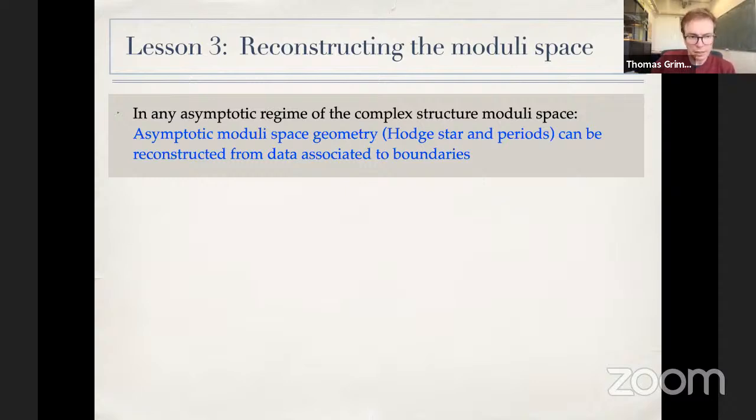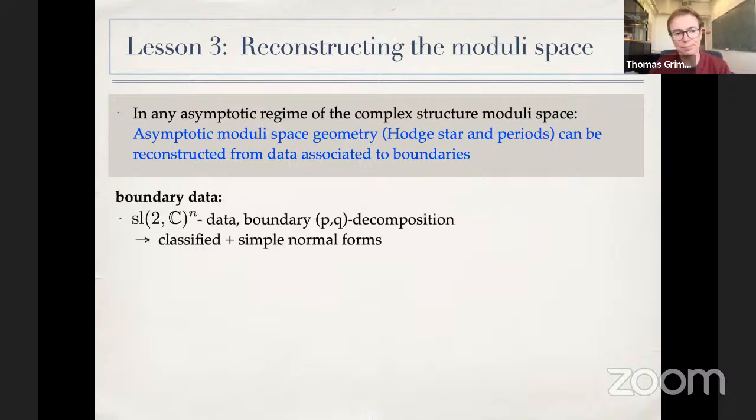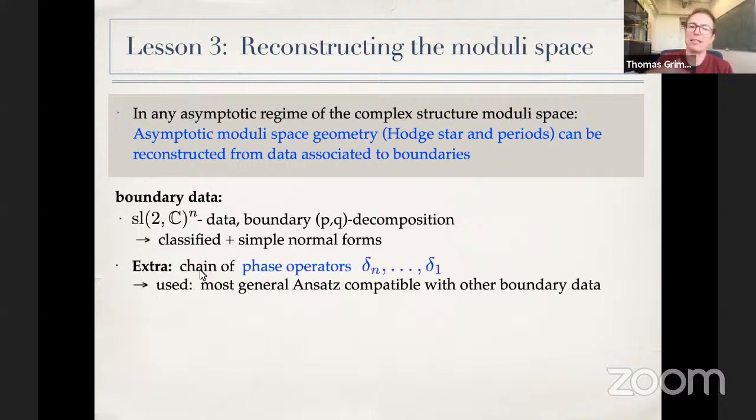Okay, so then it goes even beyond that. In fact, in every asymptotic regime of the complex structure moduli space, we can reconstruct the periods and the Hodge star in the important leading term. So what goes into this story? Well, first of all, of course, the boundary data, namely these SL2s and this Hodge decomposition, are not only classified, but we know their normal forms. And then, as you know if you have ever studied periods, there are many more coefficients in there. There is another piece of information, a chain of operators which we call phase operators, about which we don't know much. They are only fixed if you fix them with examples, but we know the constraints on them, and we can write down the most general ansatz with these constraints.